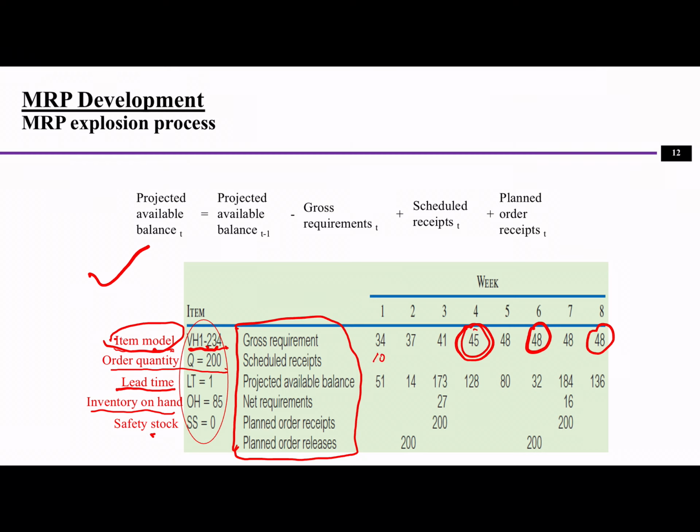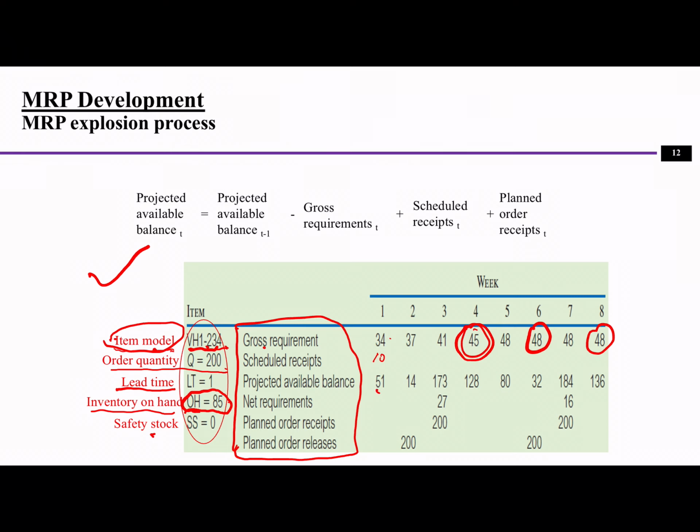So the projected available balance is the available balance at the end of this week, right? If there's no scheduled receipt, at the beginning we have 85. Then gross requirement is 34. So I need to fill a requirement of 34. So the projected available balance at the end of this week will be 85 minus 34, which is 51. Right? It's 51.